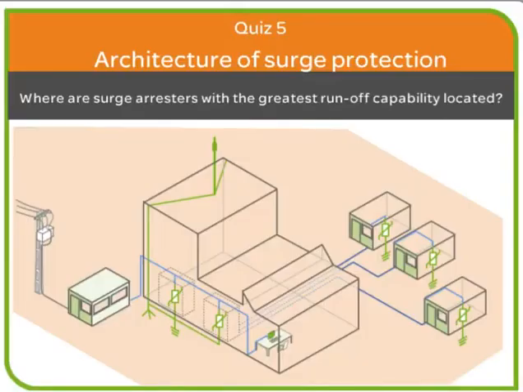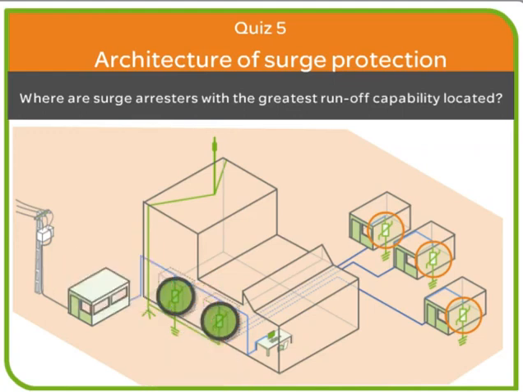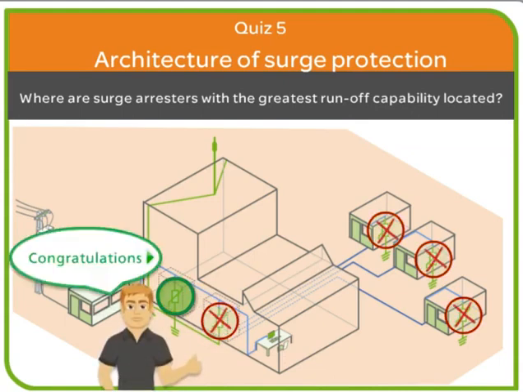The complete installation protection system includes one or more surge arresters according to the configuration of the building, as well as an equipotential bonding system comprising metallic meshing of exposed conductive parts and conductive components. In this situation, where do you think the surge arresters with the greatest runoff capability are situated? A little more effort and you'll get it. Congratulations! Good for you!